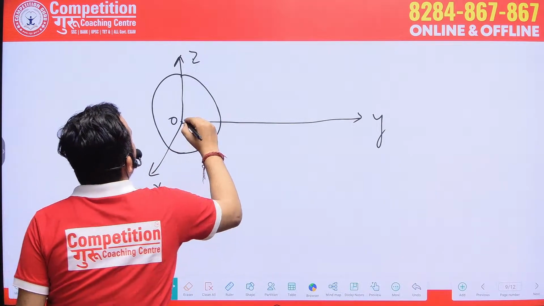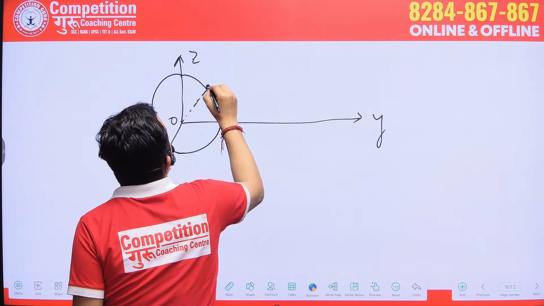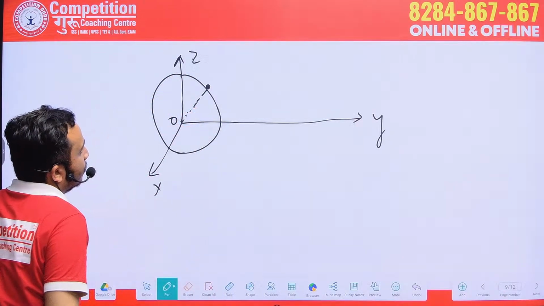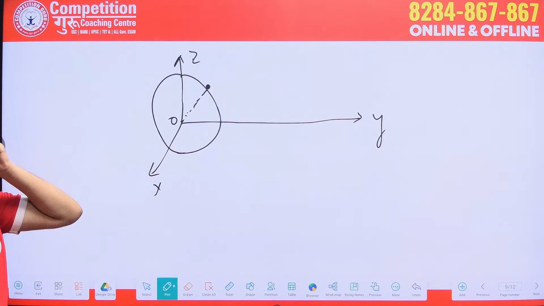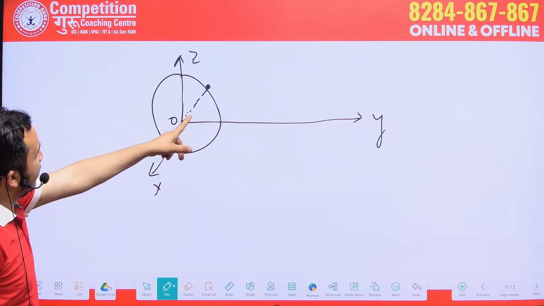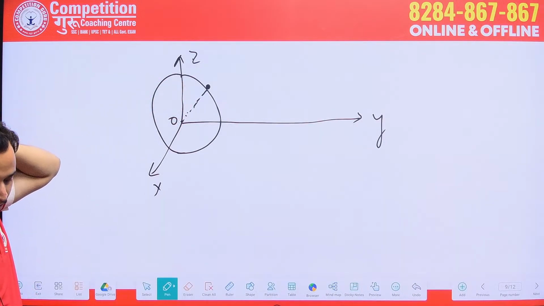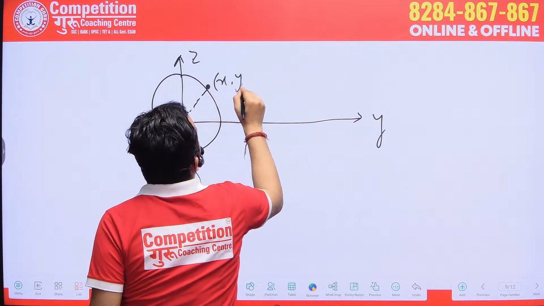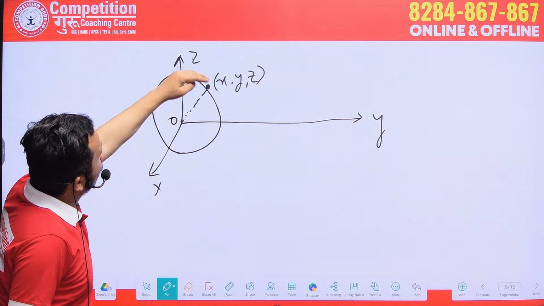Let us suppose that here is some object placed on this sphere. The coordinate of this particle here is x, y and z. So this particle is moving along the surface of the sphere.